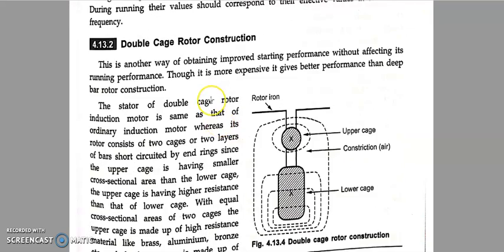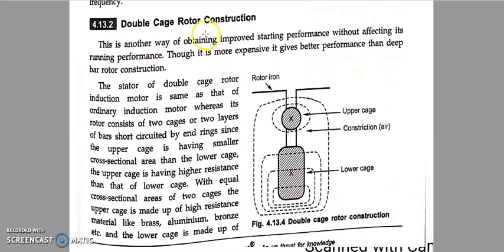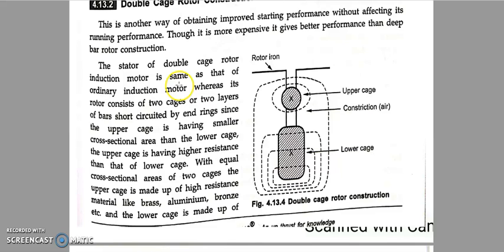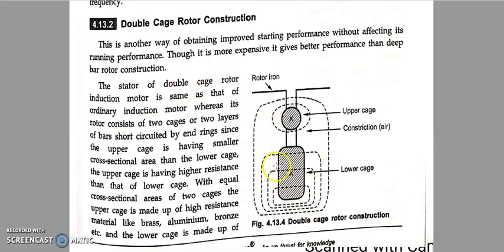Now the second type of rotor construction is the double cage rotor construction. It is similar, and it also performs operation as per the skin effect only. Let us assume there are two cages: the lower cage and the upper cage. This is the iron connected to that particular rotor. Again we can see there is a constriction, in the sense a narrow gap, between the upper cage as well as the lower cage.